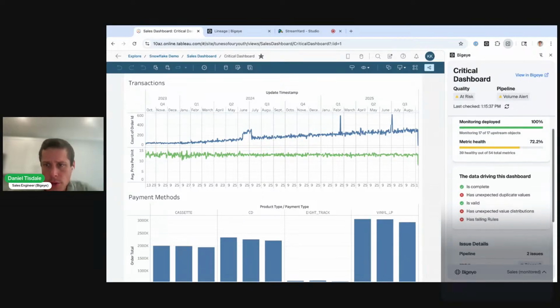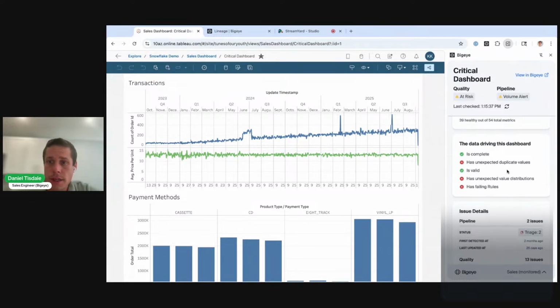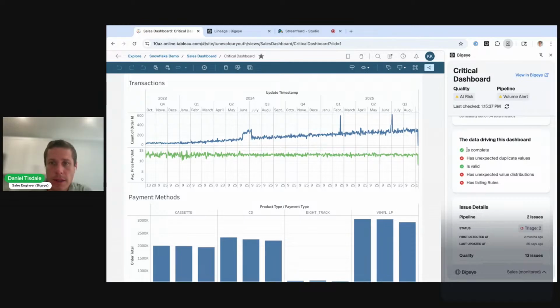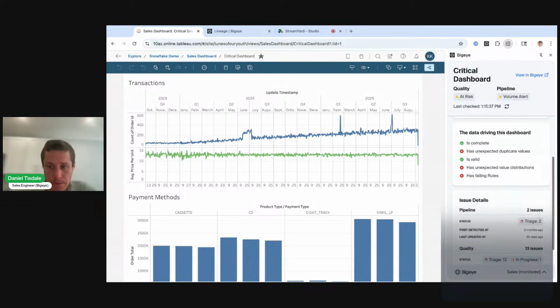So as I drill down and scroll down on this browser extension here, this section, the data driving this dashboard, this shows me some of the dimensionalities of how we think about data quality in the context of Bigeye. So it's telling me that the data is complete. That's great. We are seeing some unexpected duplicate values somewhere along the pipeline here. So that's a known issue that we've got going on. The data is valid. And then we are seeing unexpected value distributions. And there's also failing custom business logic rules as well.